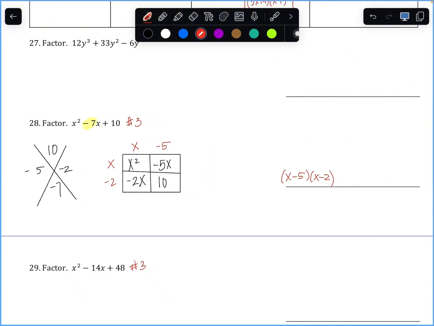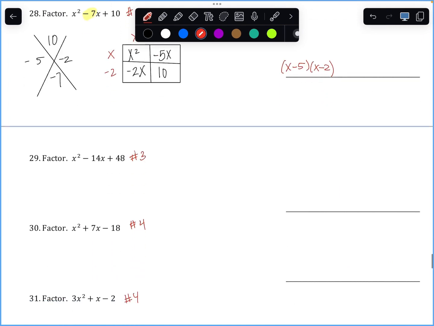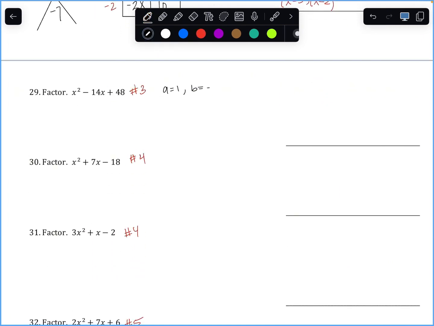Did we give you one already? 29 now. A was 1, B was negative 14, and then C was 48. And then you put that into the diamond method with 48 on the top and negative 14 on the bottom. And the two numbers on the sides were negative 6 and negative 8. Then when you put that in the box, on the top left it's x squared, top right it's negative 6x, bottom left it's negative 8x, and the bottom right it's 48. And the factors were x minus 6 times x minus 8.